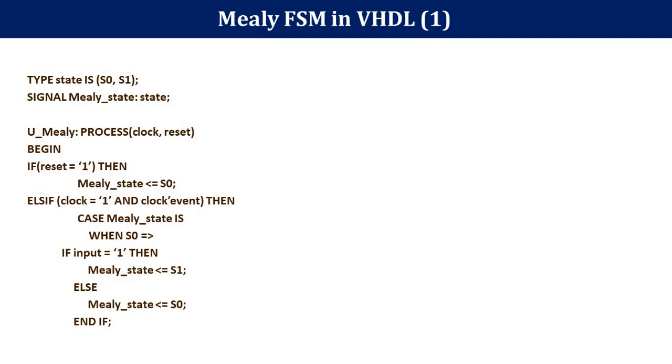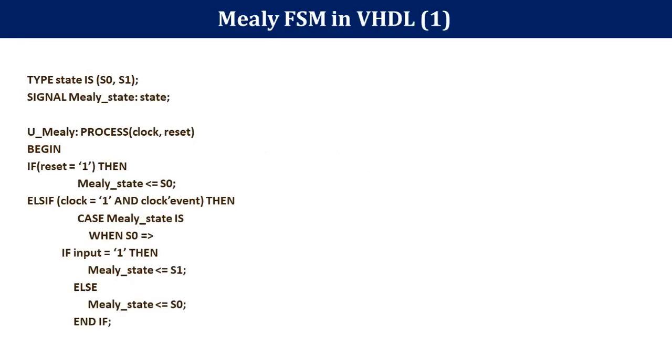When it is in H0, then we will check the input. If input is equal to 1, then Mealy state is S1. Else Mealy state is H0. Means when input 1 is detected, it will transit from H0 to S1. Hence we have written Mealy state is assigned S1, else Mealy state is assigned H0, means when input is 0. End of the if.